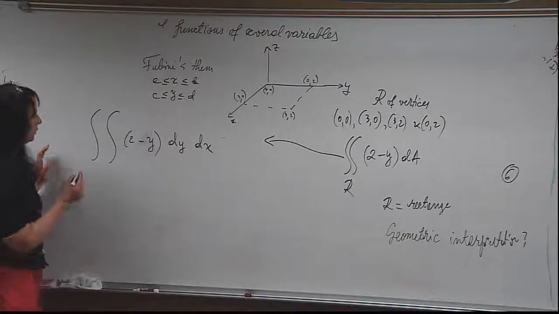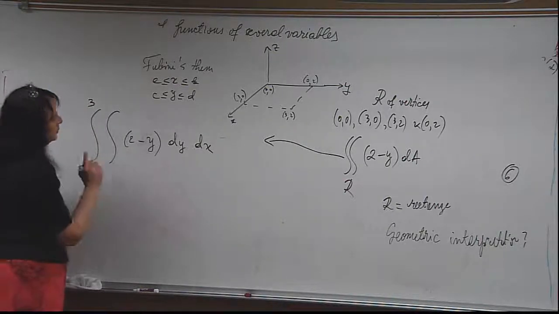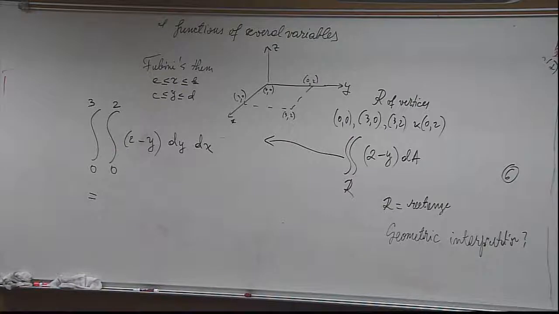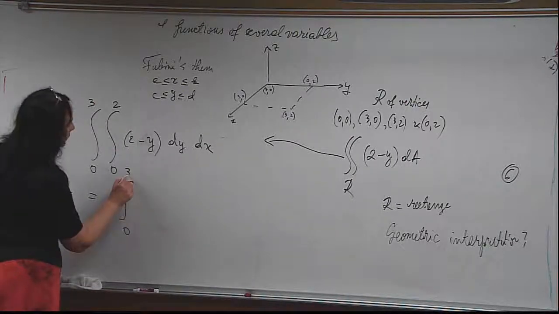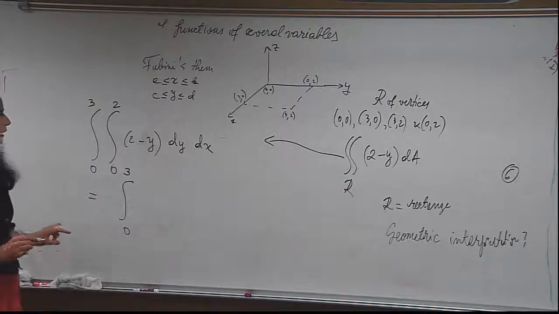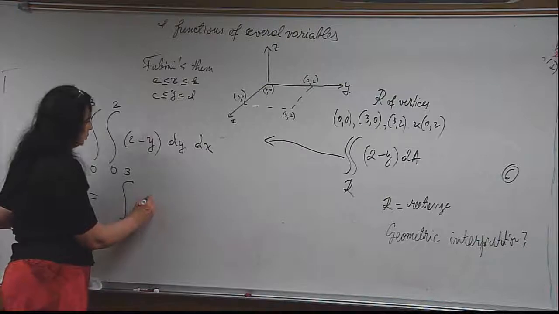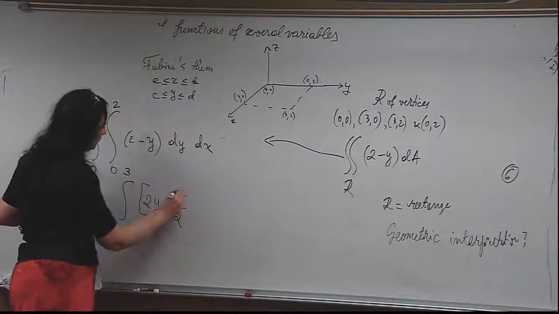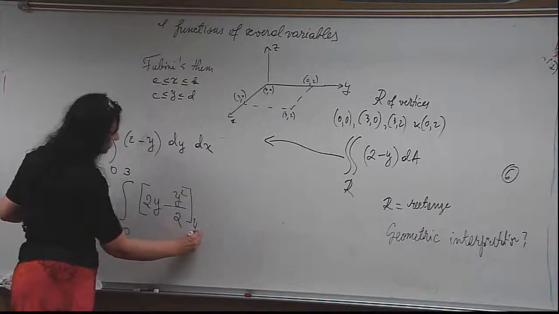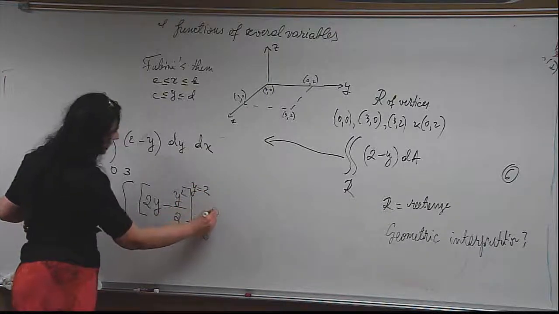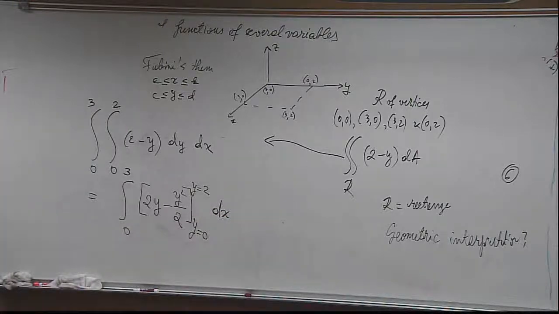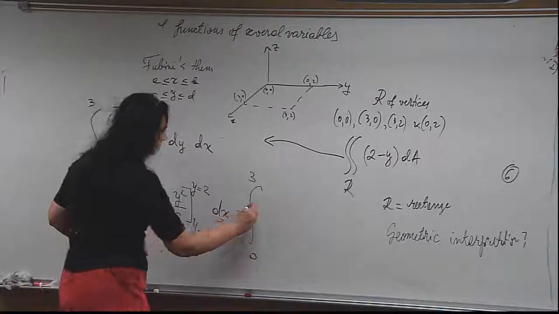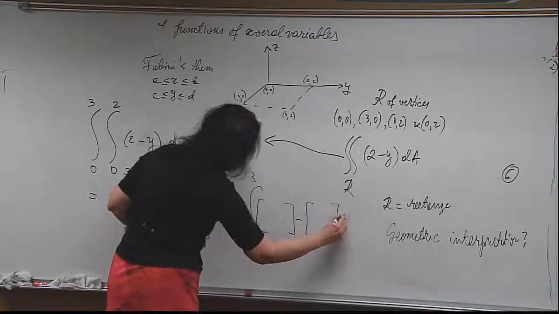X should be between 0 and 3, right? Y should be between 0 and 2, right? Now you are experts in this. We've done this twice and you already know how to do it. Integral from 0 to 3, then I did that, and that's going to be 2y minus y squared over 2, between y equals 0 down and y equals 2 up, dx. That means integral from 0 to 3, bracket minus bracket, will make my life easier, dx.